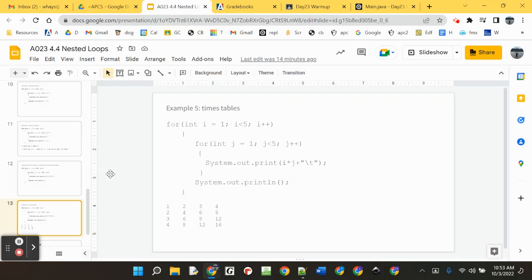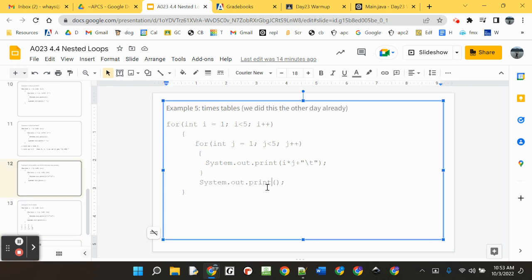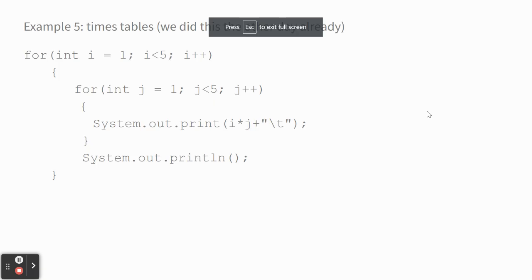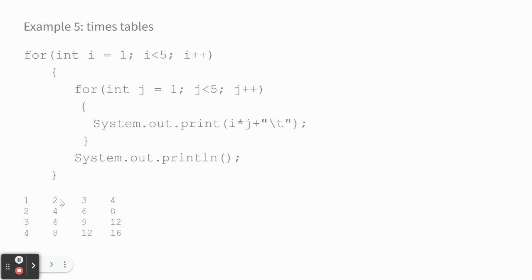With a typo on this one. This had to be ln. It's like, how could that have been different? Because it's the same. Anyway, this prints 1 times 1, 1 times 2, 1 times 3, and so on. The diagonal is 1 squared, 2 squared, 3 squared, 4 squared. Anyway, this doesn't look like times tables, but it is. 4 times 3 is 12.